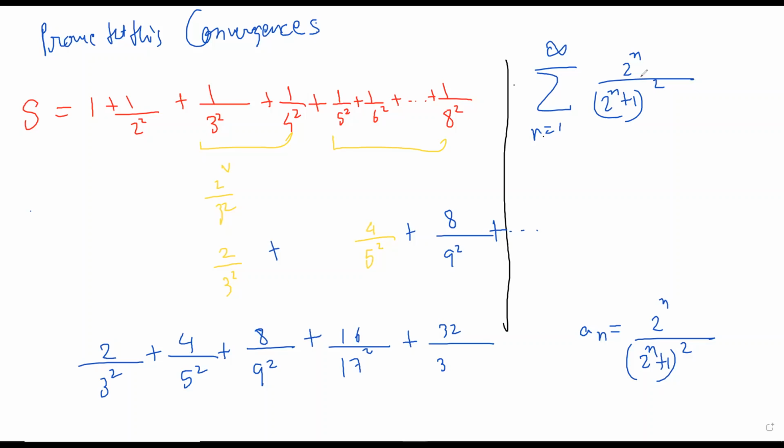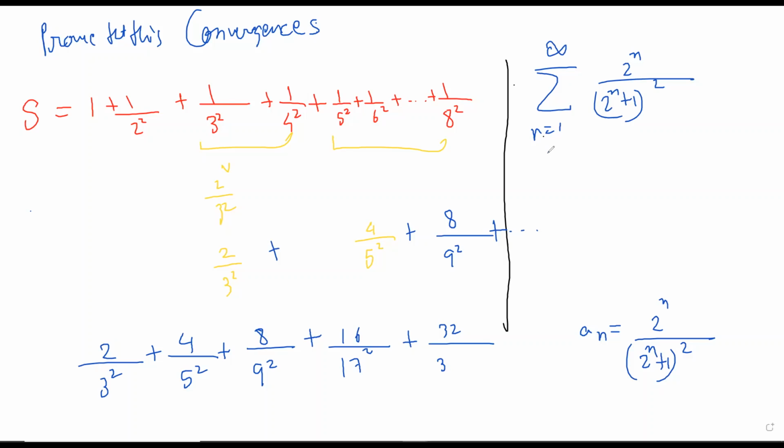2 power n divided by 2 power n plus 1 whole square. Plus 1 minus 1. I split 1 by 2 power n plus 1, and compare it with a GP. What is the GP's common ratio? I'm not getting it, sir.